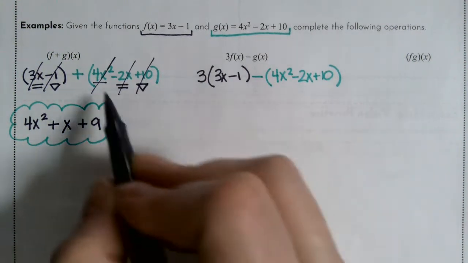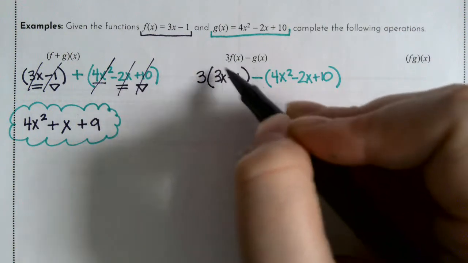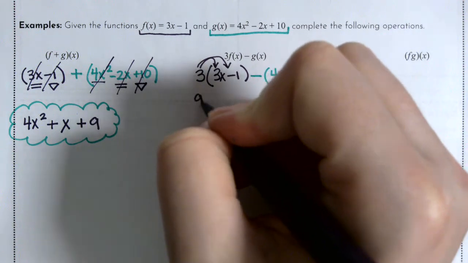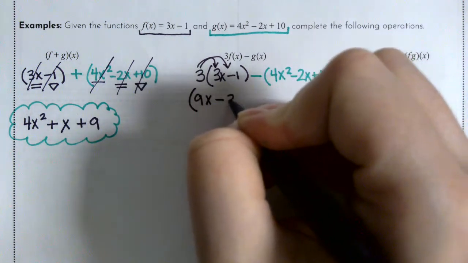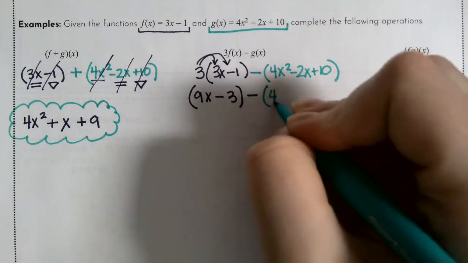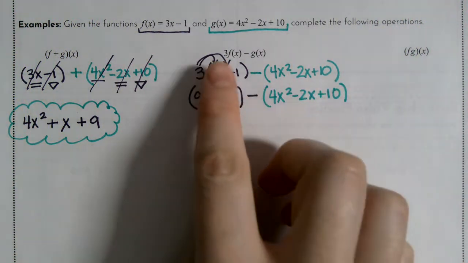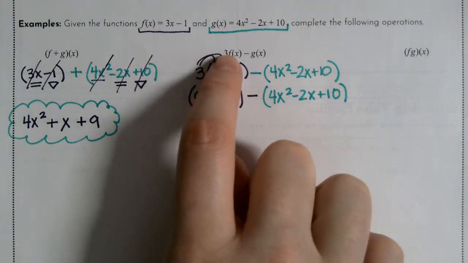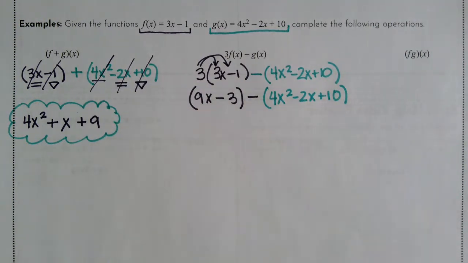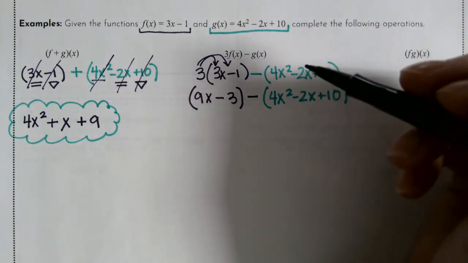And so in this case, it's very similar to this one, but before I start, I have to multiply this constant in. So I need to multiply 3 times 3 and 3 times negative 1 to get 9x minus 3. And then I can do the subtracting part. So it's important if you ever have a constant out front that you multiply first, and then you can do the addition or subtraction. So just like PEMDAS says, multiplication and division need to come first before addition and subtraction.